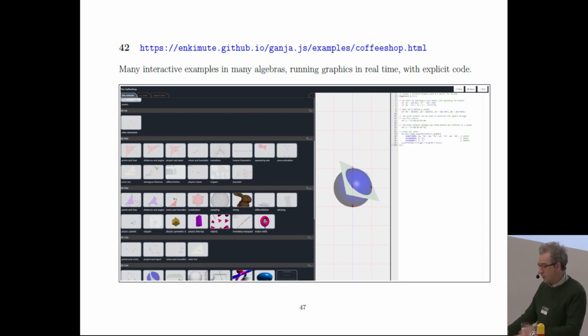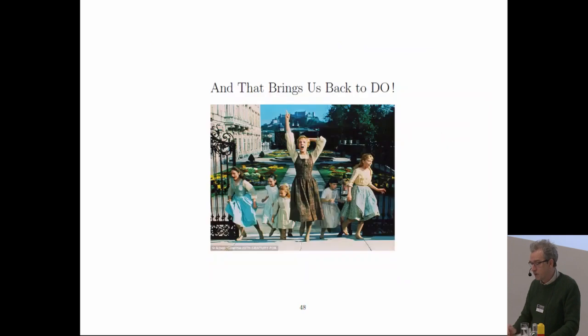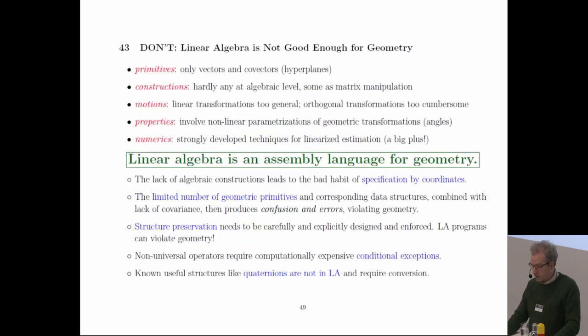Many examples in Java, you can change them yourself. They run on your computer in real time, and you'll be amazed what your computer is capable of. So, time to wrap up. That brings us back to Do, or actually to Don't.